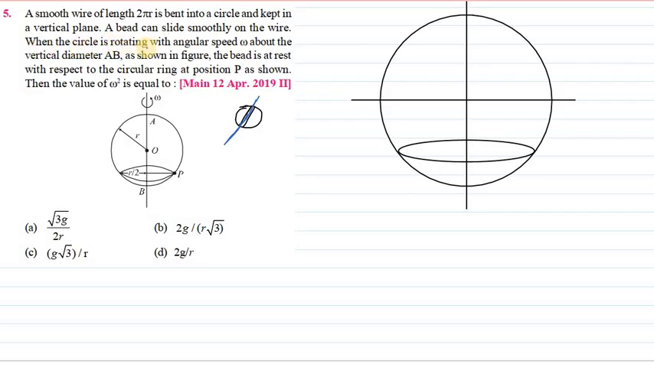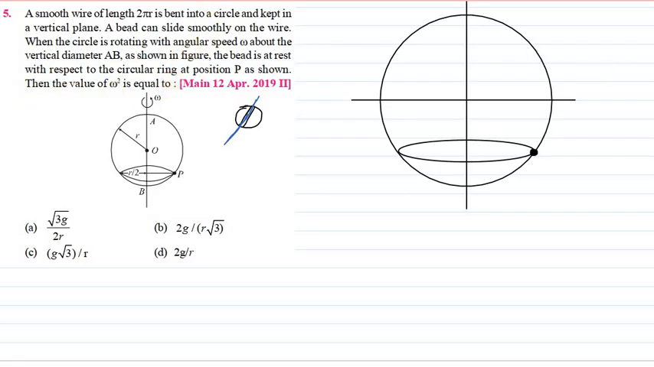When the circle is rotating with angular speed omega about the vertical diameter AB as shown in the figure, the bead is at rest with respect to the circular ring at position P. That means this particle P will remain here and won't fall down, because as it rotates, it moves along this small circle of radius r by 2. Then what is the omega square value?